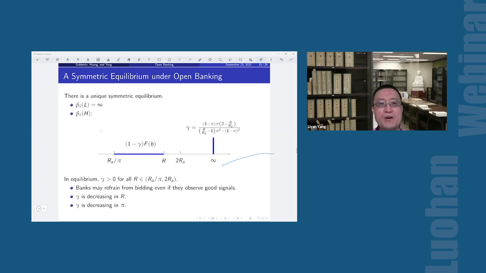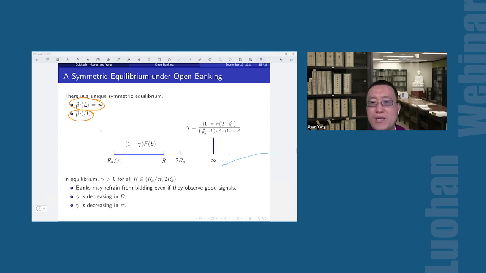The symmetric equilibrium result is very intuitive, but very different from the existing literature. So this is what's happening. Each bank is now symmetric. If the bank sees the bad signal, the bank will not bid. Basically, it charges an interest rate of infinity, which means it's not bidding. And if the bank sees the high signal, the bank plays a mixed strategy.